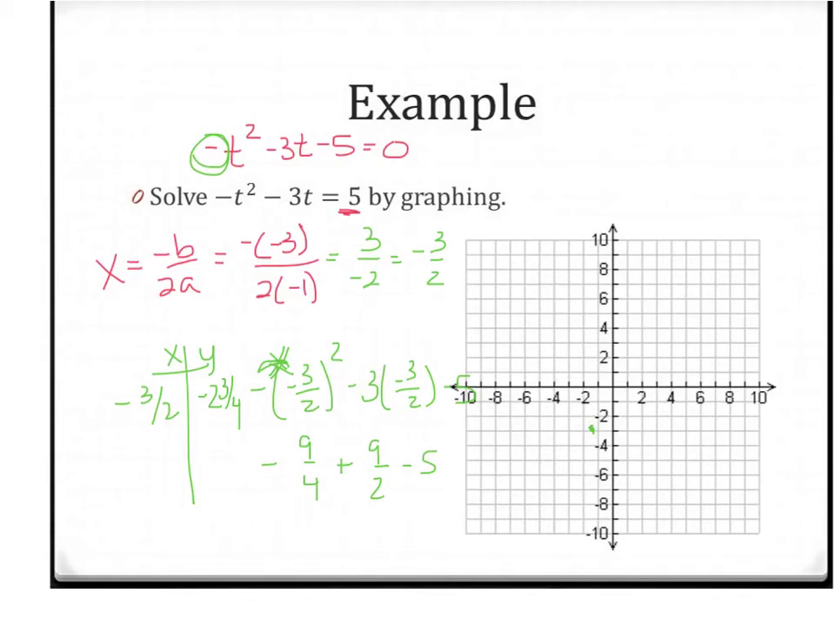Now, this opens down. Is it ever going to cross the x-axis? It's not. So I already know that this is going to have no solution. That's my answer. You still have to graph it. So we still need to do negative 2, negative 3, negative 1, and 0, and get negative 3 and negative 5.